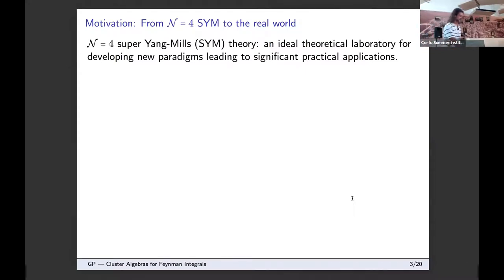Because in the past, there have been many, many success stories where in this ideal theoretical background, we were able to first do a proof of concept of new methods that were then refined and further developed in order to attack the standard model and beyond. And some examples, of course, are generalized unitarity that solved the one-loop problem forever, for every quantum field theory, and it was first done in the context of N equals 4.